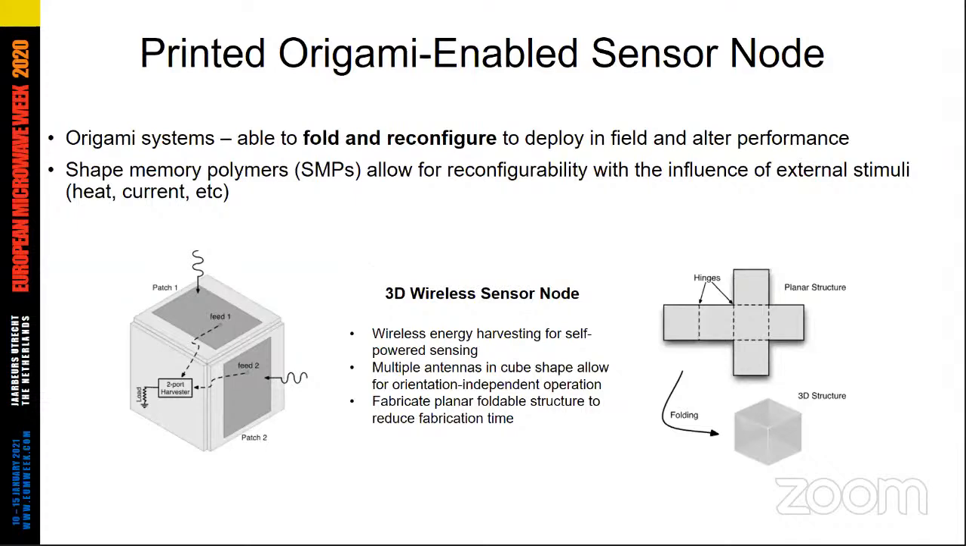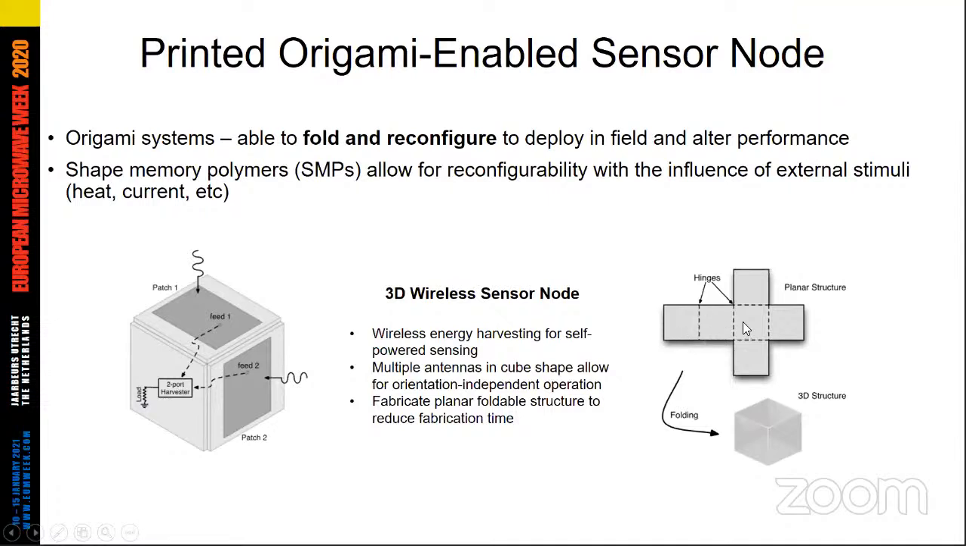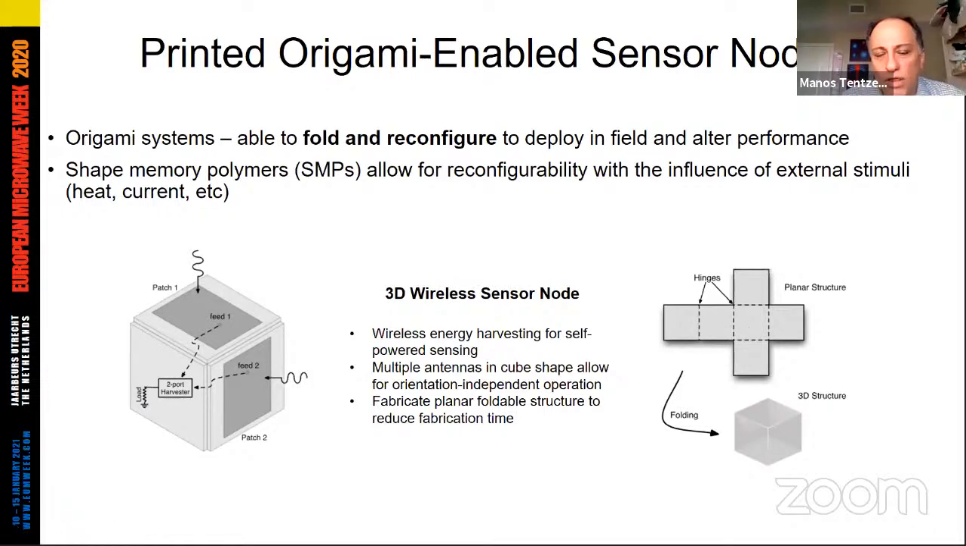Another example of origami self-reconfiguring RF modules is shown here. You can print antennas on two sides, and then based on the application of a stimulus, either heat or RF pilot or activating signal, this structure will start folding, even in the form of a cube or some pyramid or trapezoid. In this way, you can minimize interference.